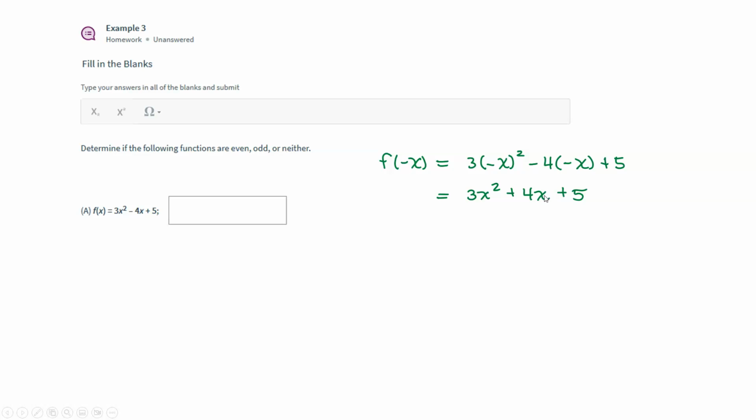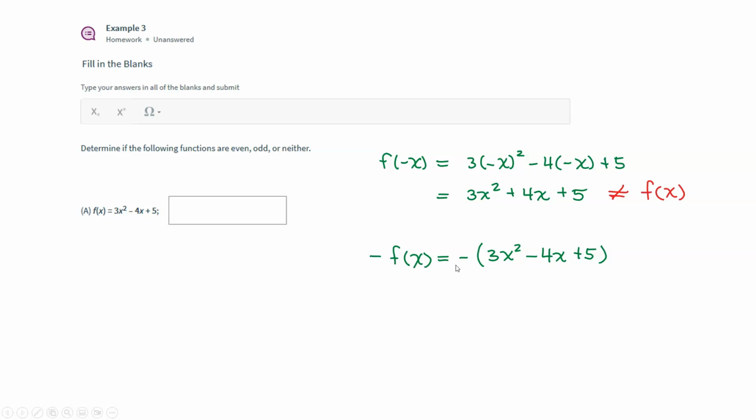And now I compare this with the original function. Now, if this had been equal to f of x, it would have been even. However, here, because of this having a plus, this having a minus, they are not equal. So this is not equal to what f of x was, so it's not even. Once I know it's not even, I should try something else at this point.